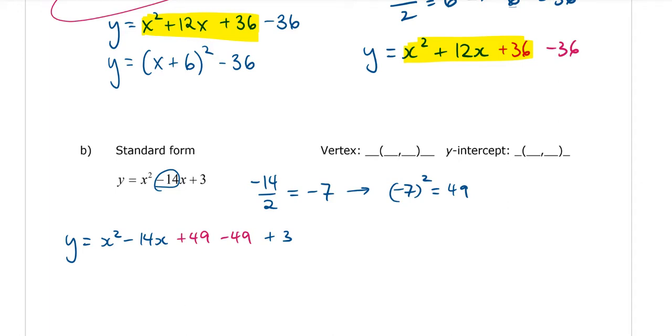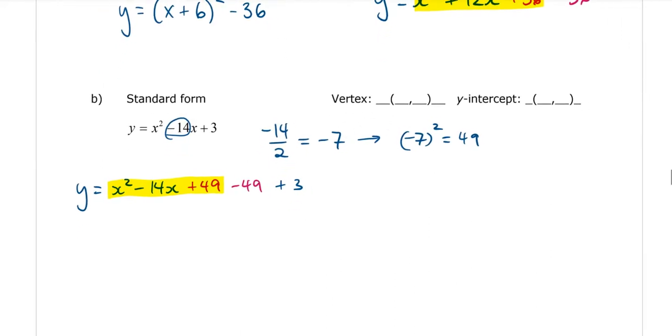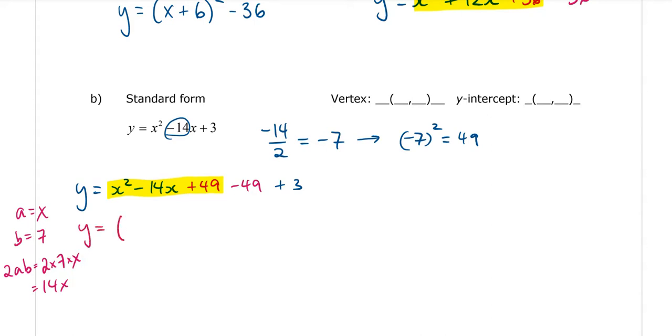But these three terms, x squared minus 14x and 49, that's your perfect square trinomial. So you're going to factor that. How do I factor that? Well, again, a is your x, b is your 7, because 7 times 7 is 49, and your 2ab is equal to 2 times 7 times x, which is 14x. You have a minus there, so that means you're going to write this factored form as x minus 7 squared. So that's what those three terms become, x minus 7 squared.